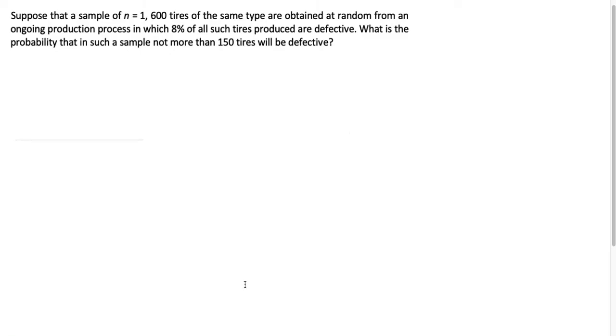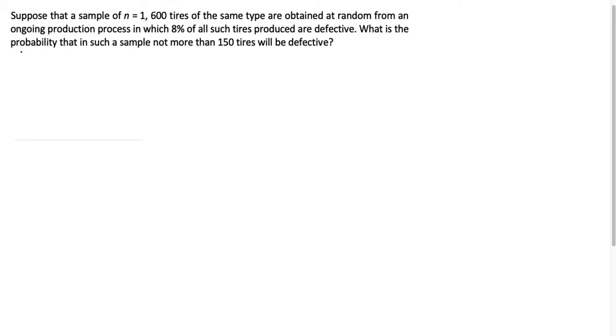A sample of n equals 1600 tires of the same type are obtained at random from an ongoing production process in which 8% of all such tires produced are defective. What is the probability that in such a sample not more than 150 tires will be defective?